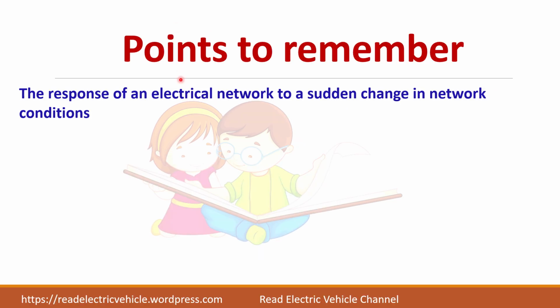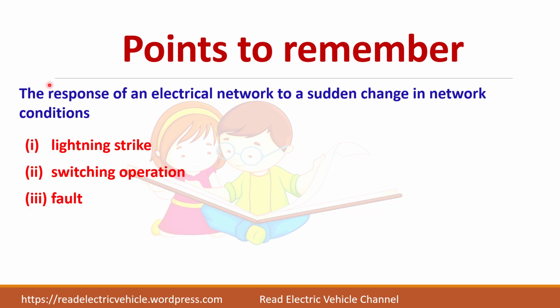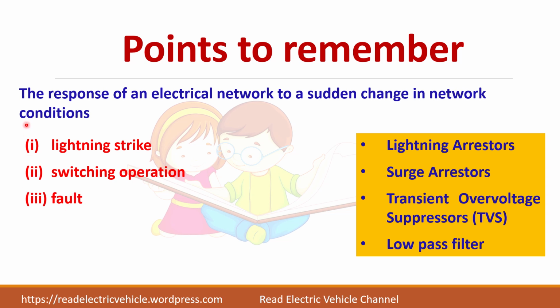So let us recall what we have seen. The response of an electrical network to a sudden change in the network condition can be due to a lightning stroke or a switching operation or a fault. So how to mitigate this? You can use lightning arrester, surge arrester, transient over voltage suppressors, low pass filter or isolation transformer. So there are various methods to mitigate it.